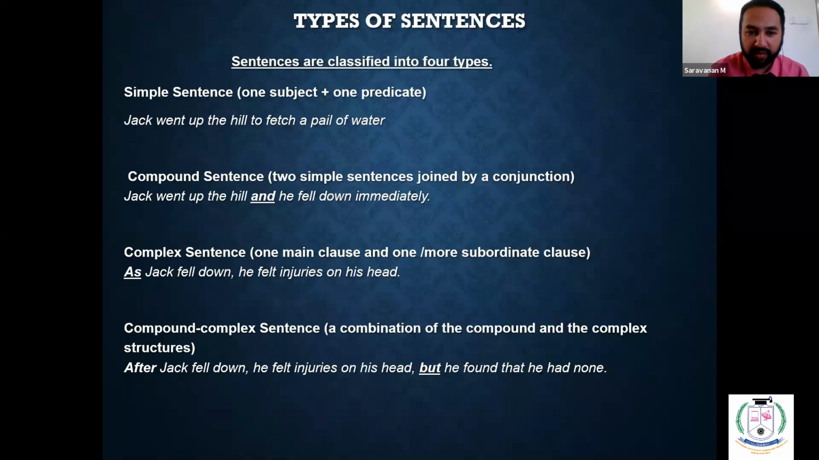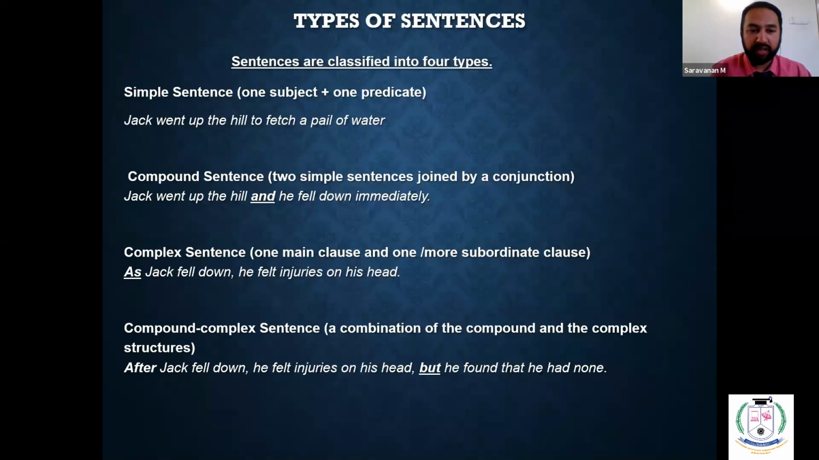Now we are seeing main clause and subordinate clause, which come under the topic, in fact, complex sentence. Okay. Now see, complex sentence, once again I'll repeat it. As Jack fell down, he felt injuries on his head. So one main clause, and it can have one or more than one subordinate clause. Now see the next one.